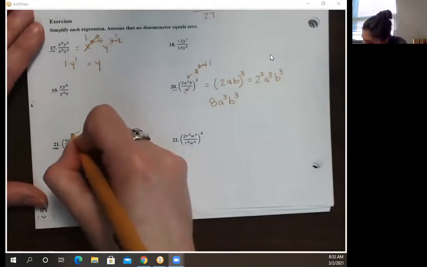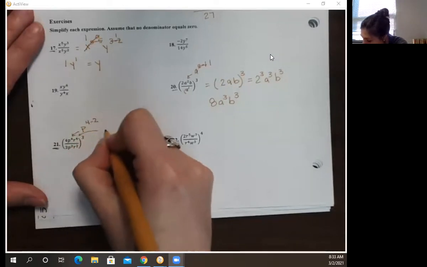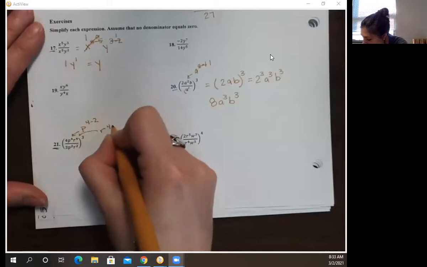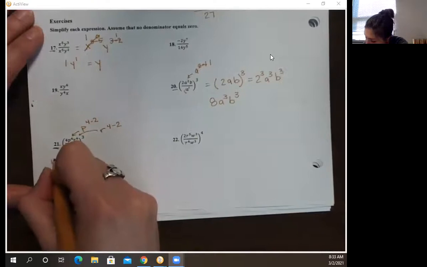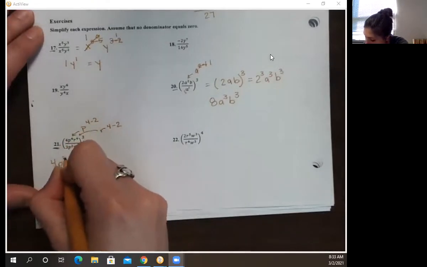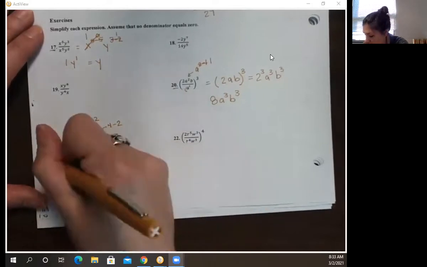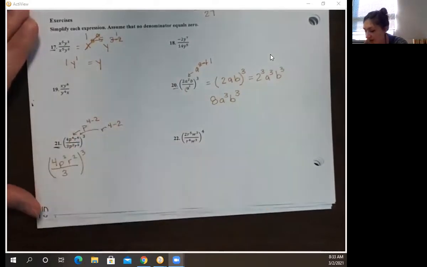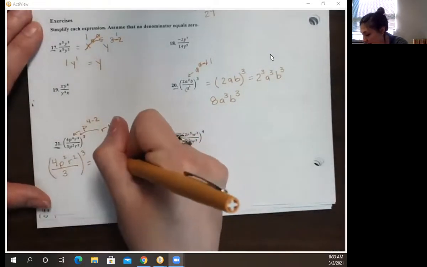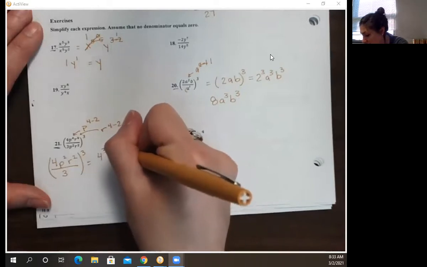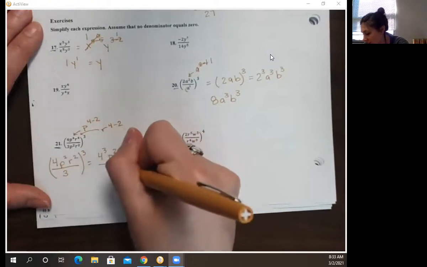So let's take a look at our p's. This would be p to the 4 minus 2. And this would be r to the 4 minus 2. Always top minus bottom. So this would give me 4p squared r squared over 3. And then we're going to cube everything inside those parentheses. So this would be 4 cubed, p to the 2 times 3, r to the 2 times 3 over 3 cubed.